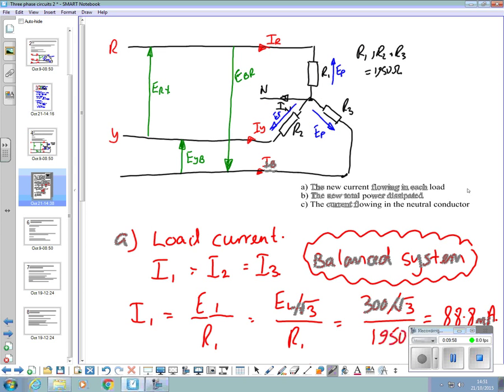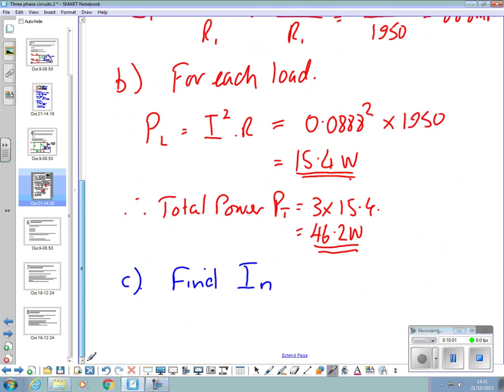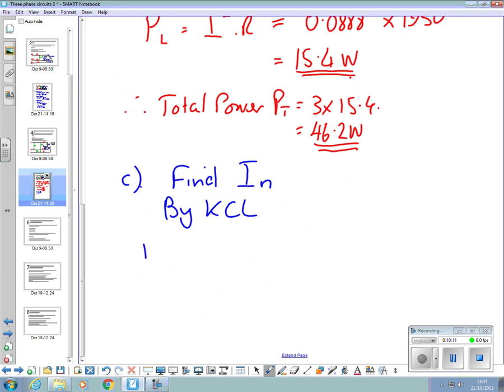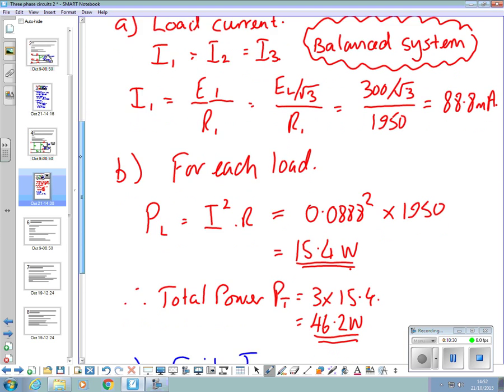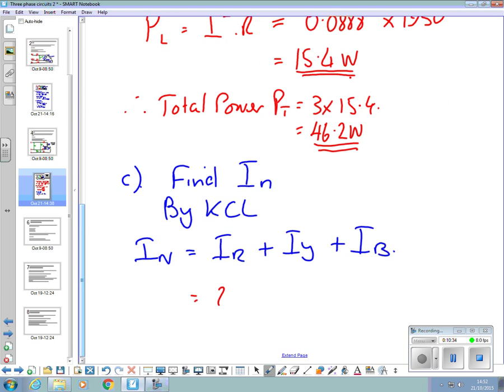So we can immediately make a statement by Kirchhoff's current law, IN is equal to IR plus IY plus IB. Okay. Now, looking at that, what's the value of IR, IY and IB? 88.8 plus 88.8 plus 88.8. What does that add up to?